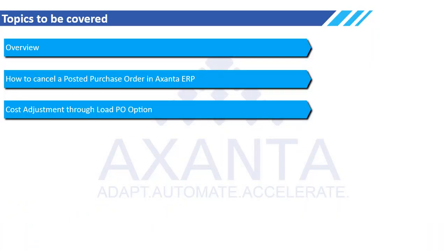In this video tutorial, we shall see how to cancel a posted purchase order in Axanta ERP. Now, there might be situations where you have created a purchase order and that purchase order has been posted in the system. But later you realize that you have made a mistake in that purchase order, like you have entered the wrong cost price or entered the wrong quantity of product or so on. So in such situations you might find a need to cancel the purchase order. So let's see how we can achieve this in Axanta ERP.